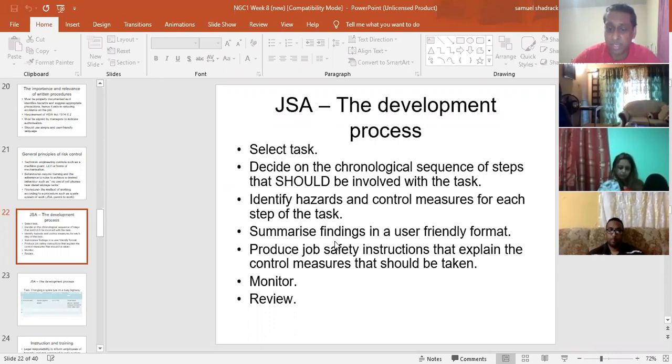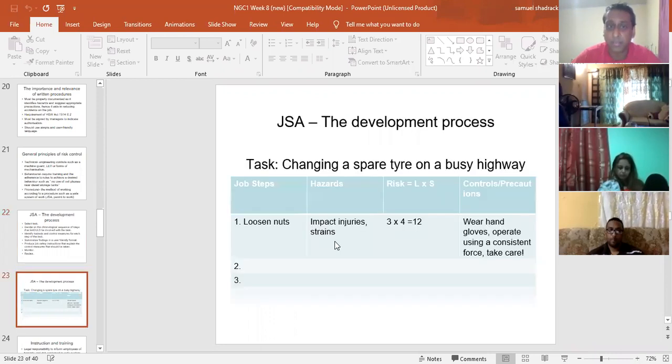So if we go to the table, you see I have one here. You take a task, you break it down into some job steps. At every step, you consider what is the hazard. You consider what is the risk. Now, some companies don't do this. Some companies do put the risk with it. I think it's a good idea to put the risk with it.